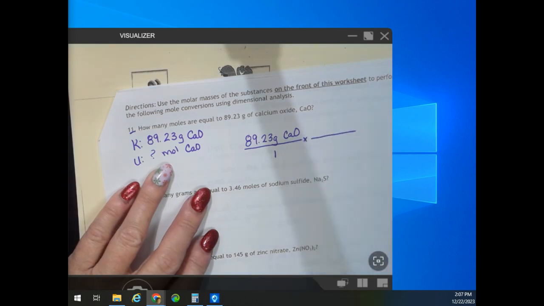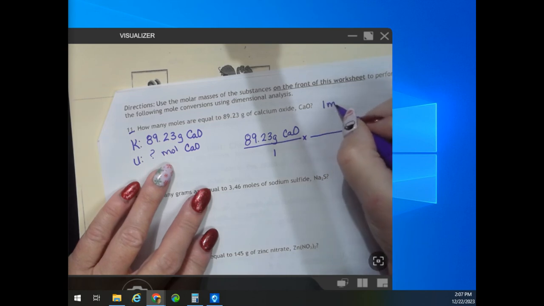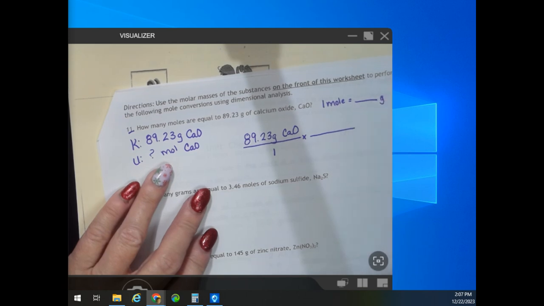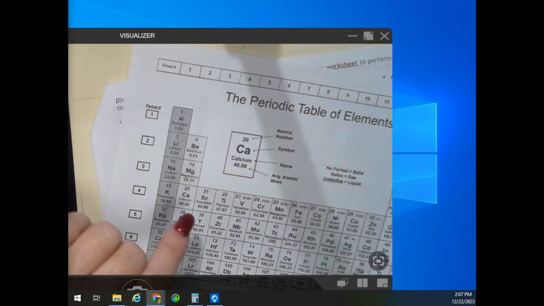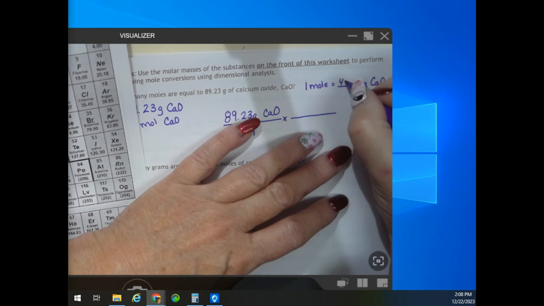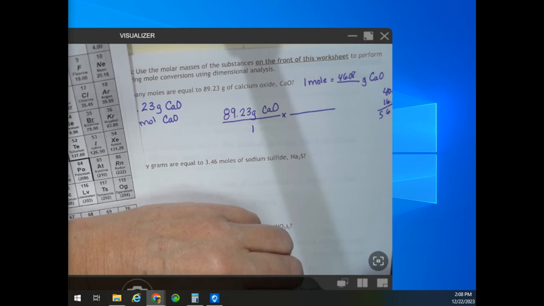Now, what is my conversion factor? We have to know that 1 mole is equal to the molar mass in grams. In this compound, calcium oxide, calcium is over here, it's 40.08. Oxygen is 16. So that gives me a total mass of 56.08. So 56.08 grams of calcium oxide is equal to 1 mole of calcium oxide.